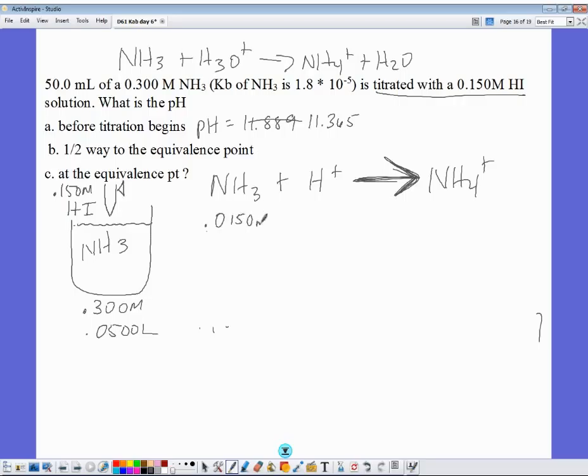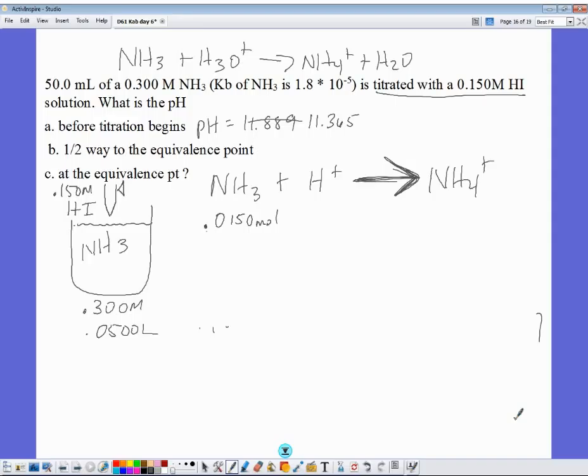0.0150 moles. Okay, so that's what I'm starting with. So question, Kelsey, what value of H plus do I have to put in to be at the equivalence point? Let's do that first. Okay, to be at the equivalence point, 0.015 moles gets added in.